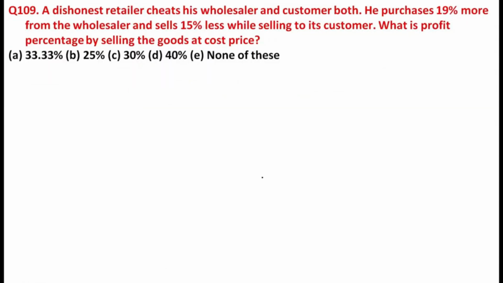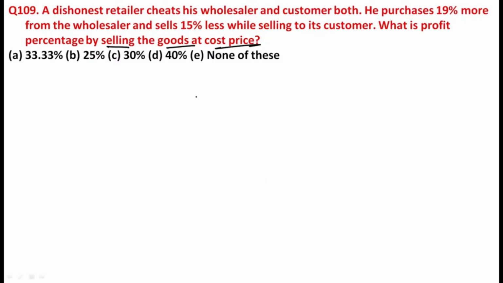A dishonest retailer cheats his wholesaler and customer both. He purchases 19% more from the wholesaler. He sells 15% less while selling to the customer. So, what is the profit percentage by selling the goods at cost price? There is the information: selling the goods at a cost price.